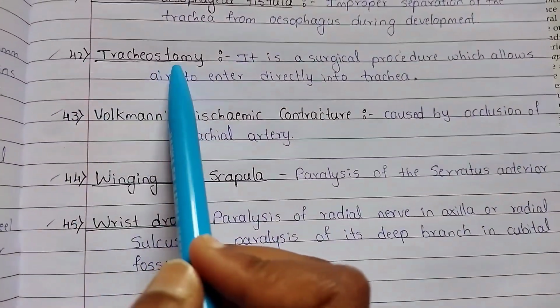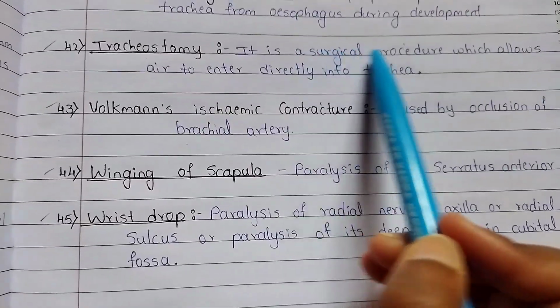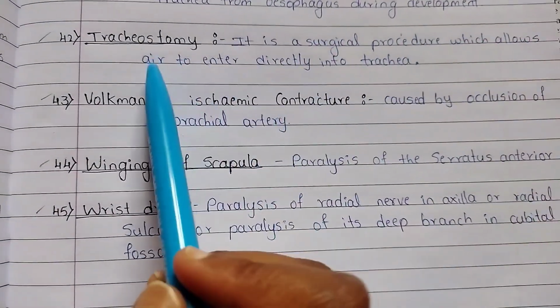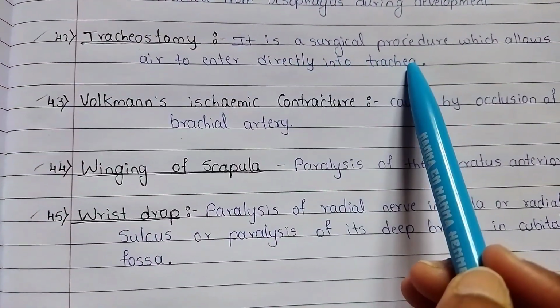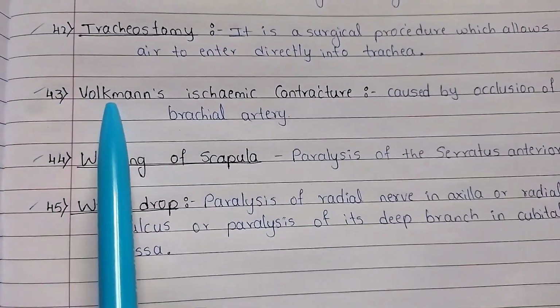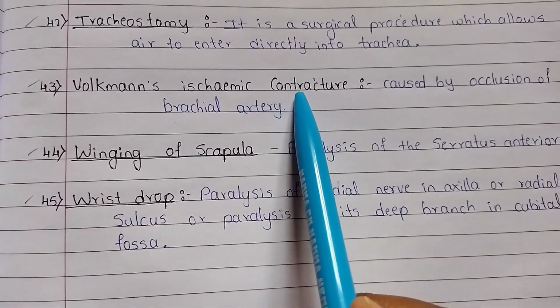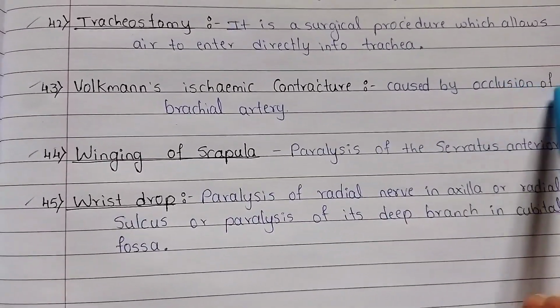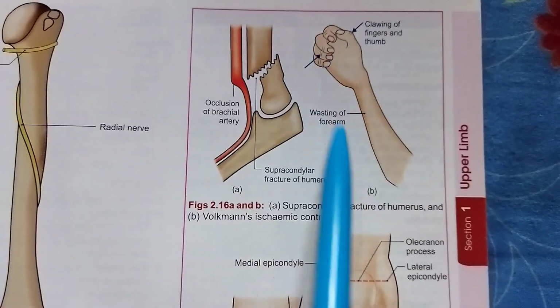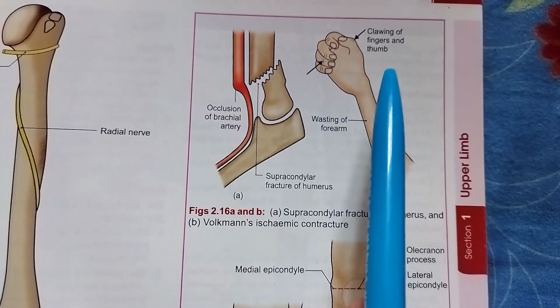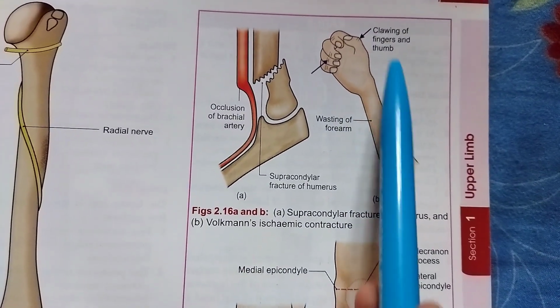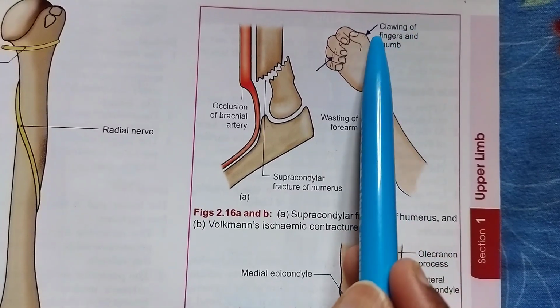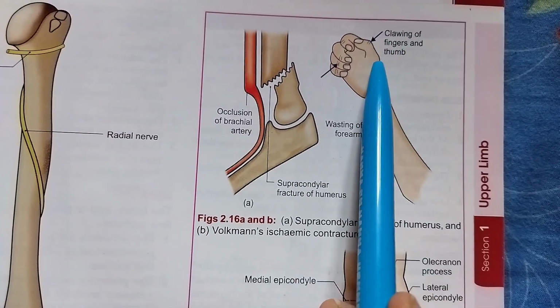Next one, tracheostomy. It is a surgical procedure which allows air to enter directly into the trachea. Next one, Volkmann's ischemic contracture. It is caused by occlusion of the brachial artery. So, in this picture you can see the Volkmann's ischemic contracture. In this, clawing of the fingers and thumb occurs.